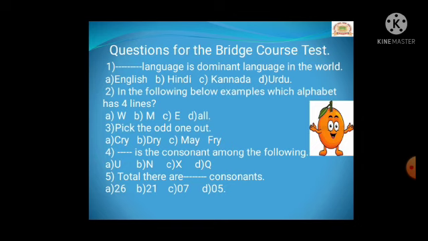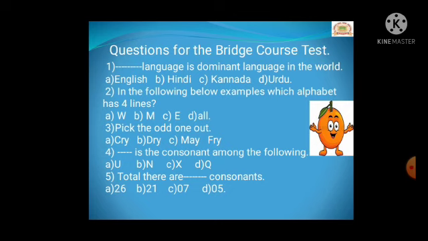Dash is the consonant among the following. That is U. U is the vowel. Change it. Please change it. It is not a consonant. It is vowel. Okay. U is the vowel among the following.